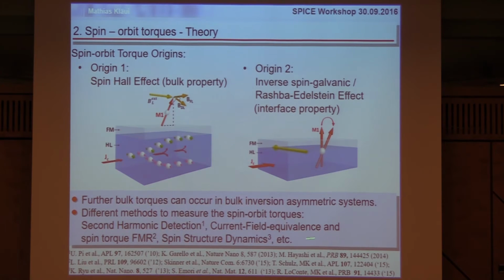For instance, this current field equivalence does not work, where you measure the equivalent effective field acting on the antiferromagnet, because you would have to measure a staggered field, which doesn't exist, or a staggered external field. But second harmonic detection and other approaches can work. And here are lots of nice papers of people that have demonstrated that in ferromagnets and some in antiferromagnets.